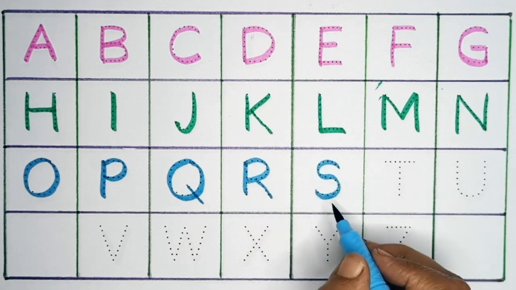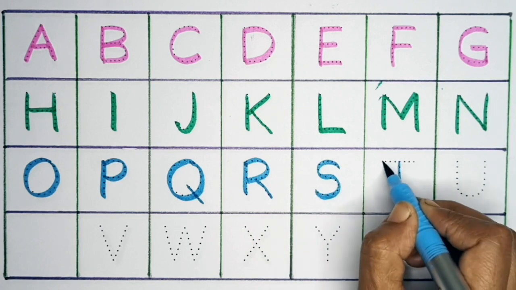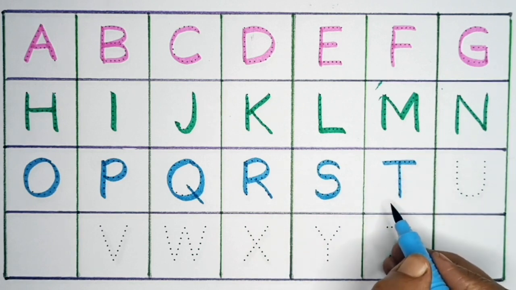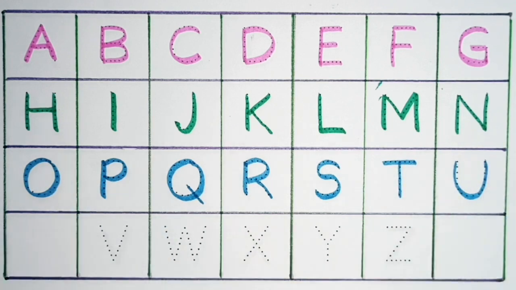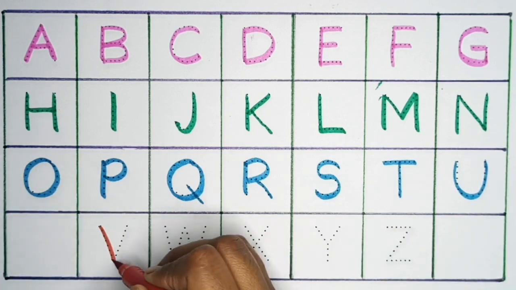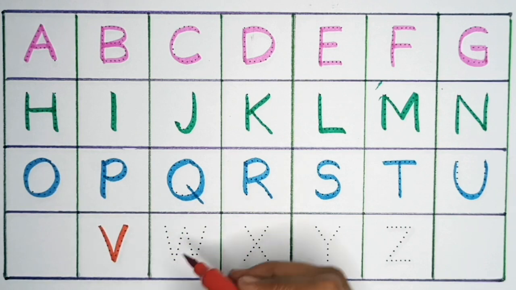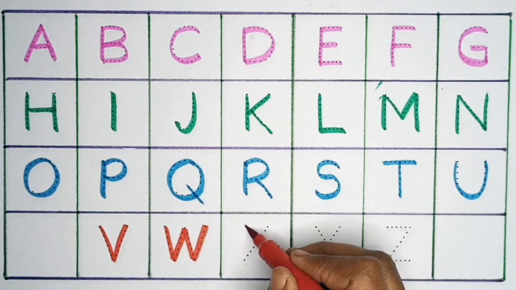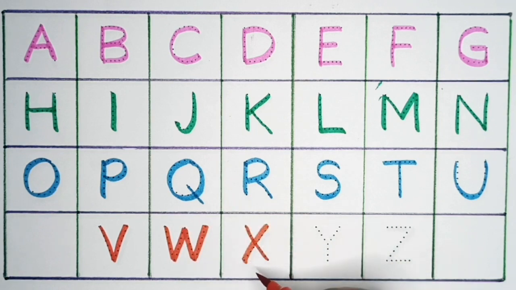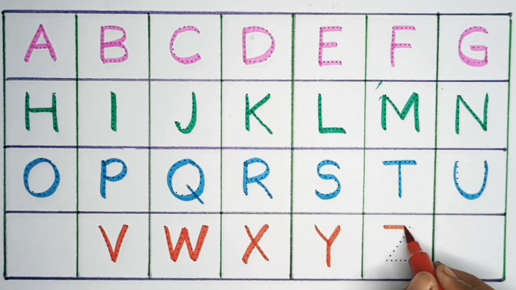S for sheep. T for tree. U for umbrella. V for van. W for watch. X for xylophone. Y for yak. Z for zebra. Thank you.